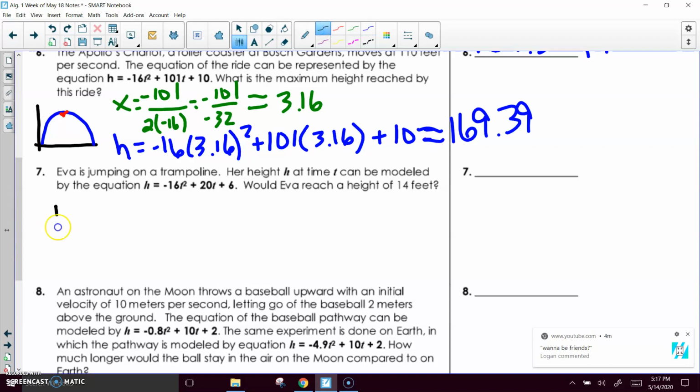Well, let's think about it. If Eva is jumping on the trampoline, she starts at 0, 0, jumps, and comes down. So I want to know, will Eva ever get above 14 feet? How do you think we'll go about finding whether Eva will reach a height of 14 feet?